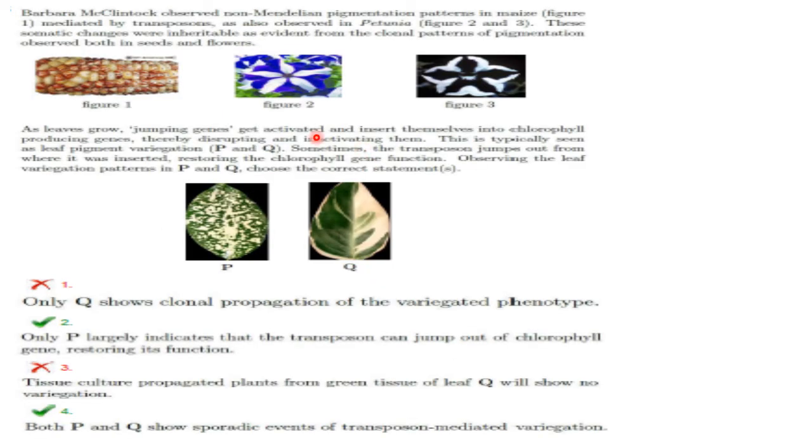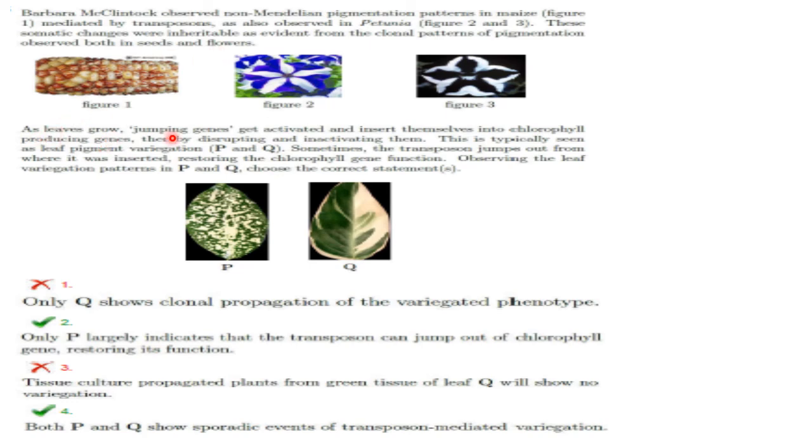Then next one. Barbara McClintock observed non-Mendelian pigmentation pattern in maize mediated by transposons. Transposons are jumping genes, as also observed in petunia. In petunia also you can see different colorations in the petal because of jumping genes. These somatic changes were inheritable as evident from the clonal pattern of pigmentation observed both in seeds and flowers. So these are not heritable changes, are inheritable.